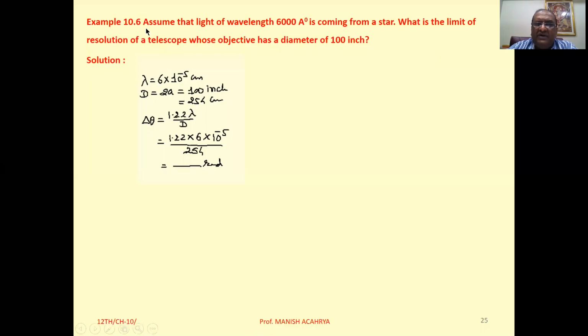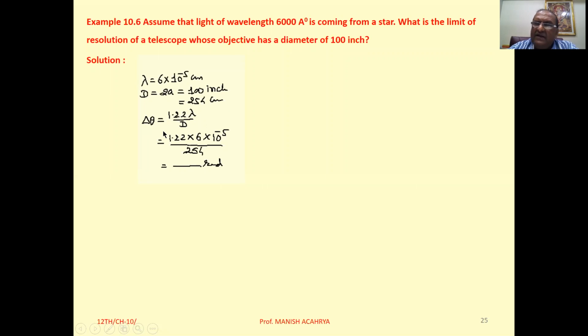Now example 10.6. Assume that light of wavelength 6000 angstrom is coming from a star. What is the limit of resolution of a telescope whose objective has a diameter of 100 inch? Now lambda that is given to you 6000 angstrom means 6000 into 10 raised to minus 8 centimeter. So that is 6 into 10 raised to minus 5 centimeter. Diameter that is given to you 100 inch. Now 1 inch that is 2.54 centimeter. So this is 254 centimeter.